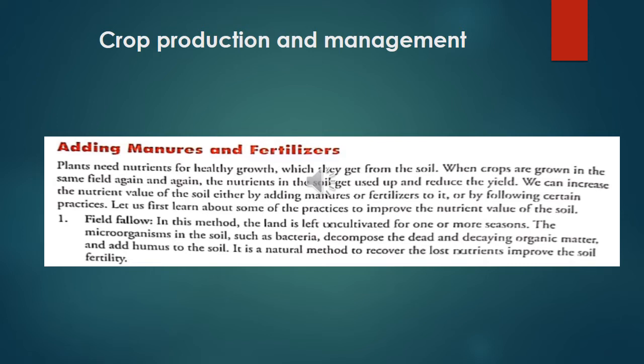Okay, so this process is easy. Any field where no nutrients are there, means plants are not growing when you try to grow, because nutrients are all absorbed by the plants. So that kind of field is left uncultivated for a few seasons, and after that microorganisms decompose the dead plants and animals and add humus to the soil. As a result, soil fertility or nutrients come back, and we can again go for crops. So this process is called field fallow.